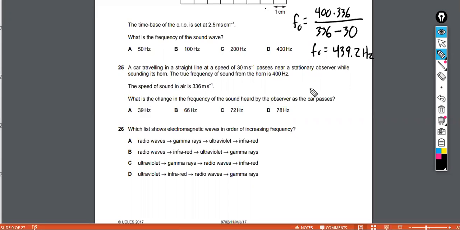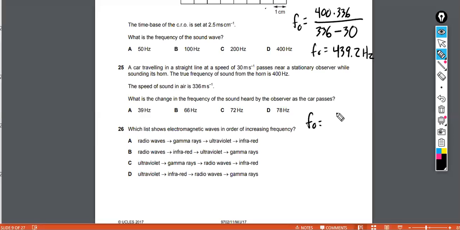It passes them. So they hear the higher pitch noise as the car approaches, then they hear the 400, and then as the car speeds away, the car is still creating a sound wave, speeding away from the waves that it just created. And so it's going to appear to us that those waves get stretched out, longer wavelength, which means they're less frequently occurring. So it's going to be a lower frequency than 400 when we do the calculation again.